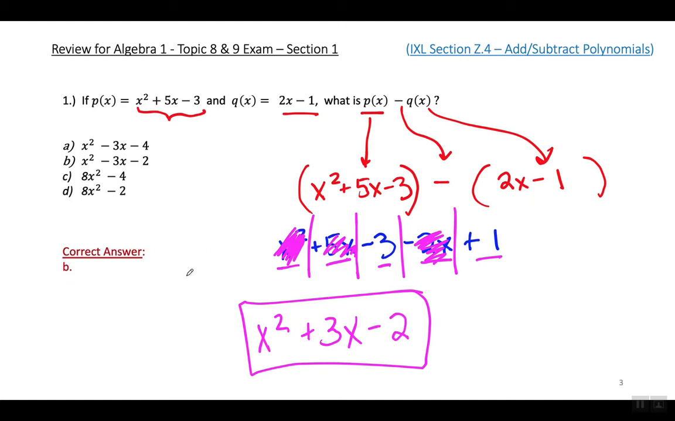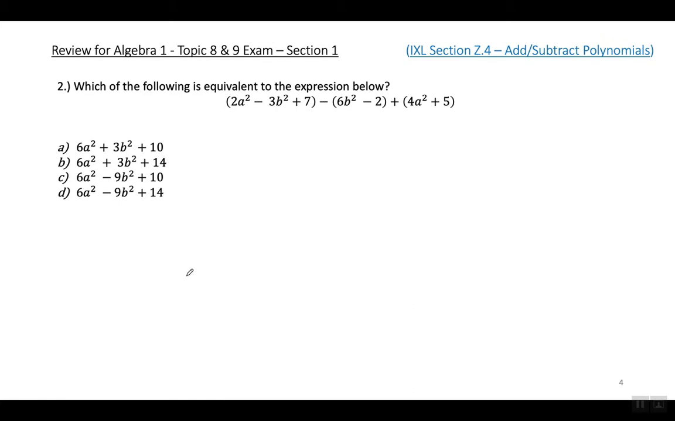That was pretty simple. Let's look at question 2. Question 2 is same IXL, same concept. All right. Which of the following is equivalent to the expression below? So basically, we got to simplify this expression and see what does it give us. Okay. Now, again, I want to point out they're testing the same thing. Look right here at this minus sign.